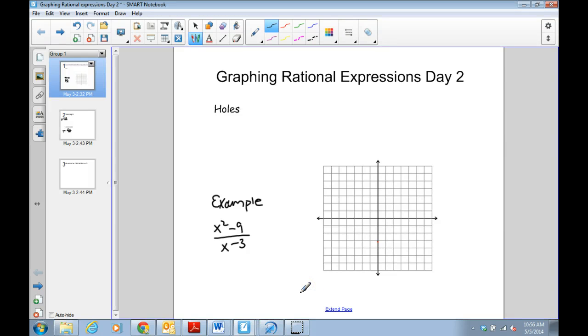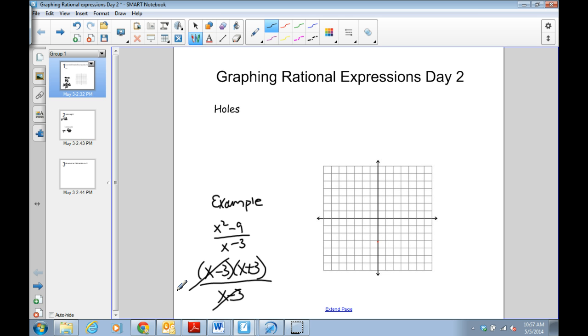Friday we talked about domain, vertical asymptotes, and horizontal asymptotes. We always said that the first step when looking at a problem is to factor it. So this will be (x minus 3)(x plus 3) over (x minus 3), correct? All right. Notice that this one has x minus 3 in common.